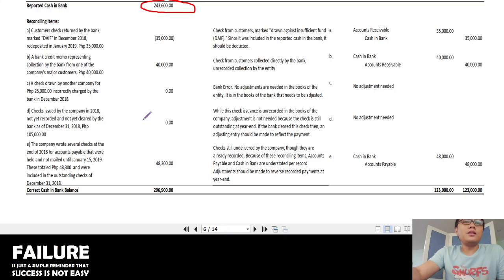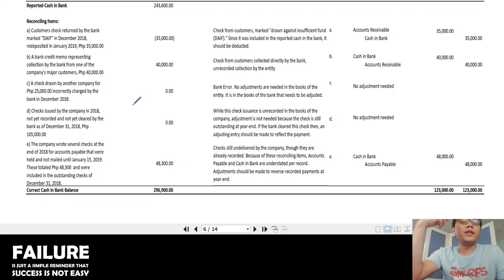And at the same time, hindi rin siya na-record as a deduction ni bangko. So the point is, wala tayong correction. Kasi yun nga, hindi pa siya na-deduct ni bangko. Outstanding. Okay? Outstanding check siya. Kasi nga 'di ba, if we remember our concept in cash and cash equivalent, the adjustment for outstanding checks is that the cash that was supposedly credited is returned and the related accounts payable is to be re-recognized. Diba?